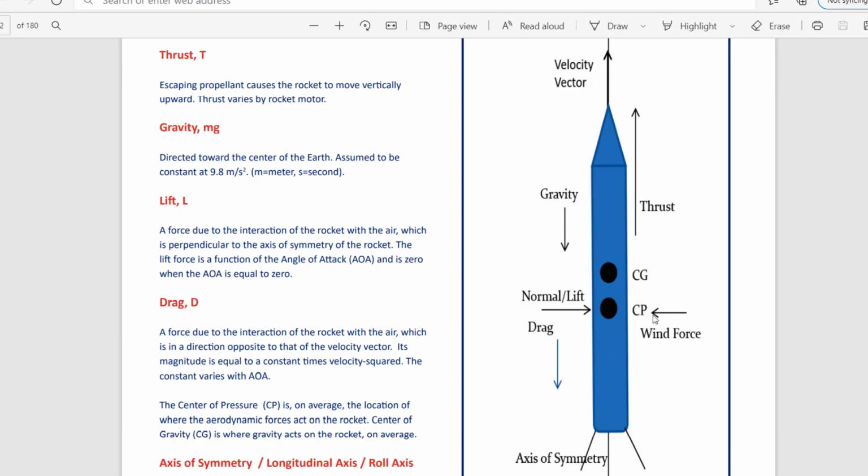Two important quantities. One is something called the center of pressure, and it is on average the location of where the aerodynamic forces act on the rocket. Then we have the center of gravity, where gravity acts on average.